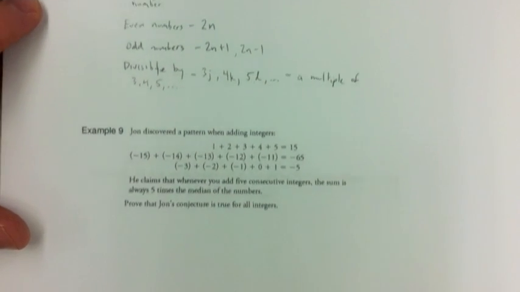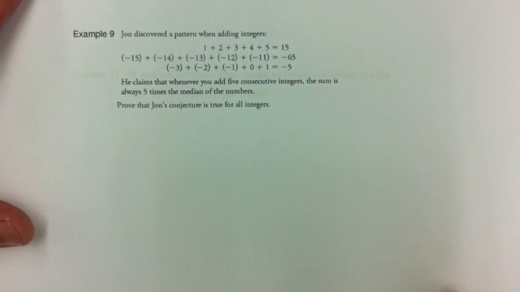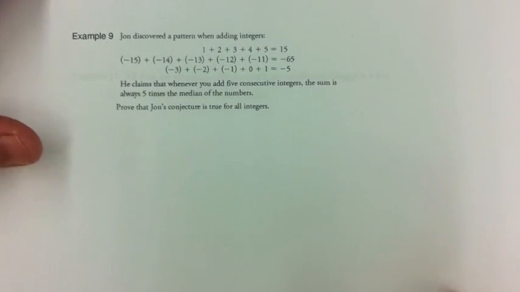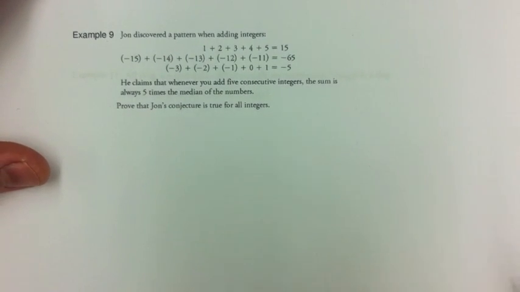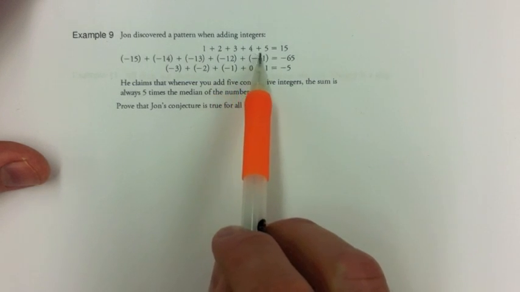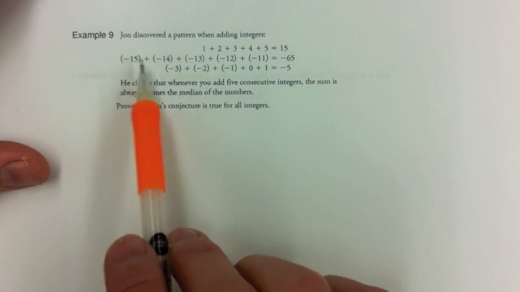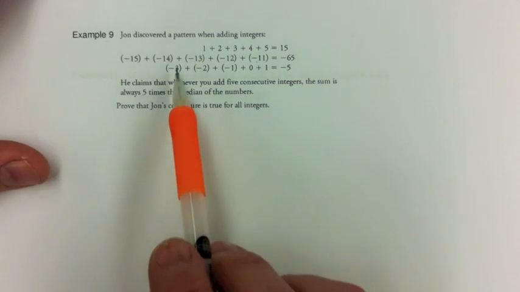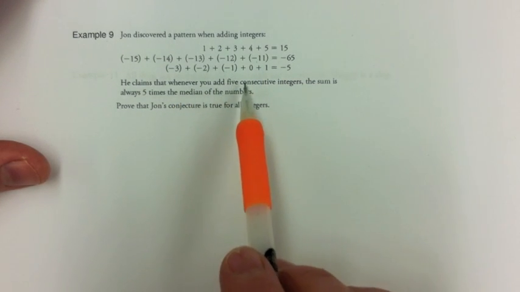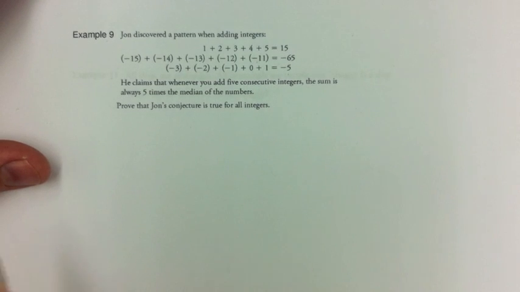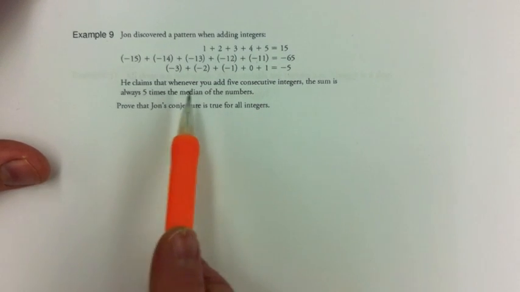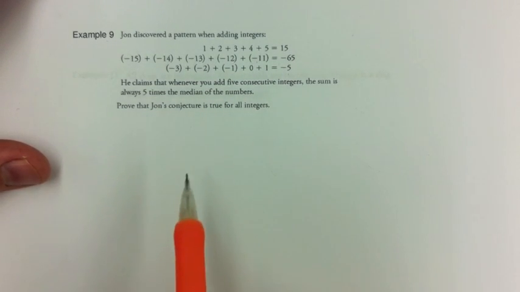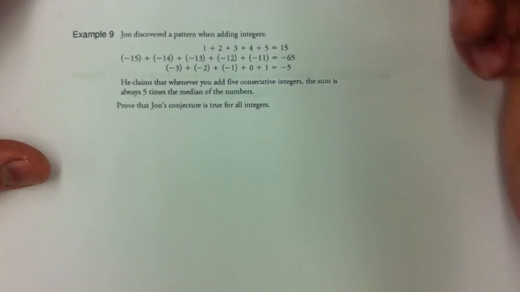So let's take a look at an example here. It says John discovered a pattern when adding the integers. Here you see it. 1 plus 2 plus 3 plus 4 plus 5 is 15. Negative 15, negative 14, negative 13, negative 12 plus negative 11 is negative 65. Negative 3 plus negative 2 plus negative 1 plus 0 plus 1 is negative 5. He claims that whenever you add 5 consecutive integers, the sum is always 5 times the median of the numbers. Prove John's conjecture is true for all integers.